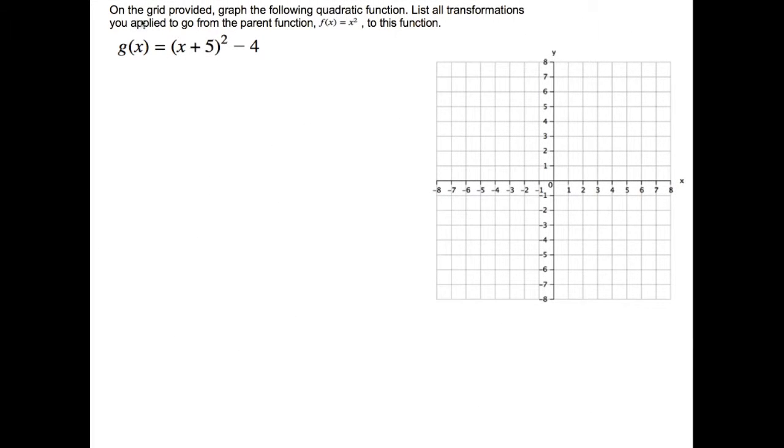This exercise says, on the grid provided, graph the following quadratic function. List all transformations you applied to go from the parent function, f of x equals x squared, to this function.